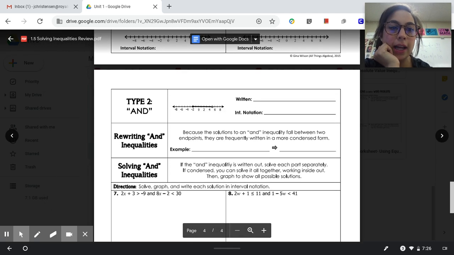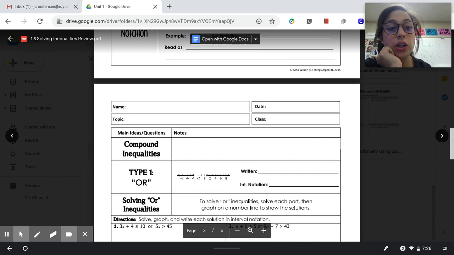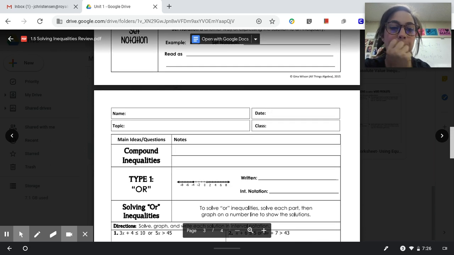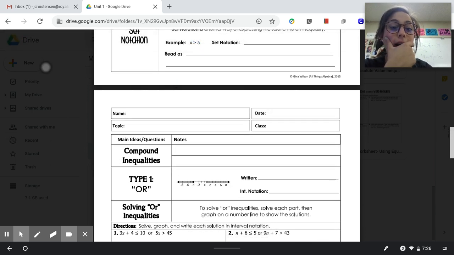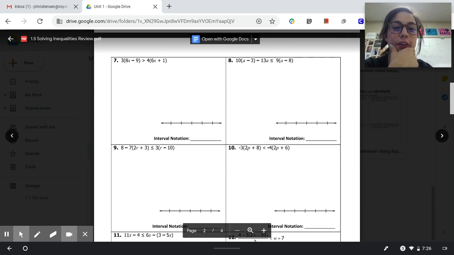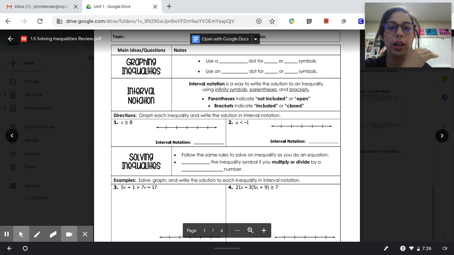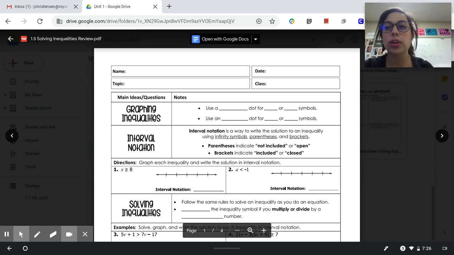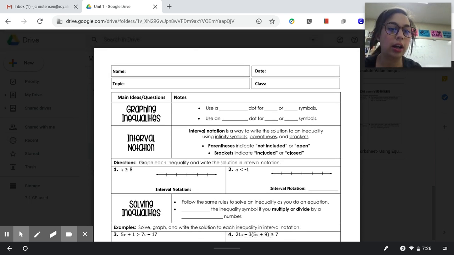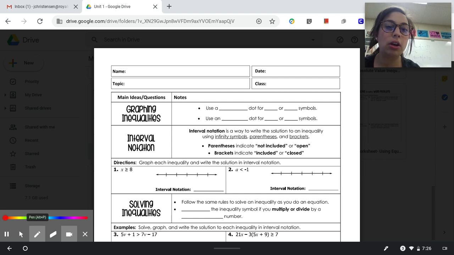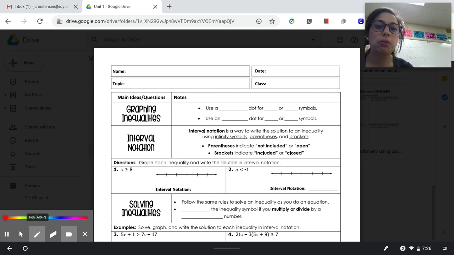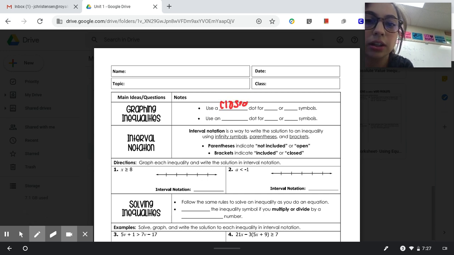The last 2 pages are compound inequalities. So let's just talk first about regular inequalities. This first section of notes is on graphing inequalities. We're going to use a closed, I'm not used to using the stylus.